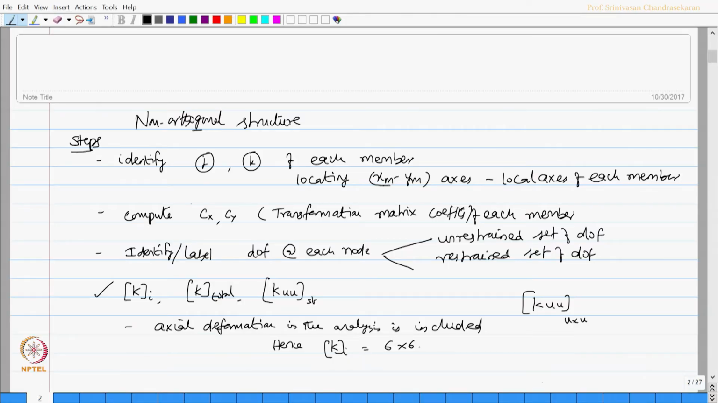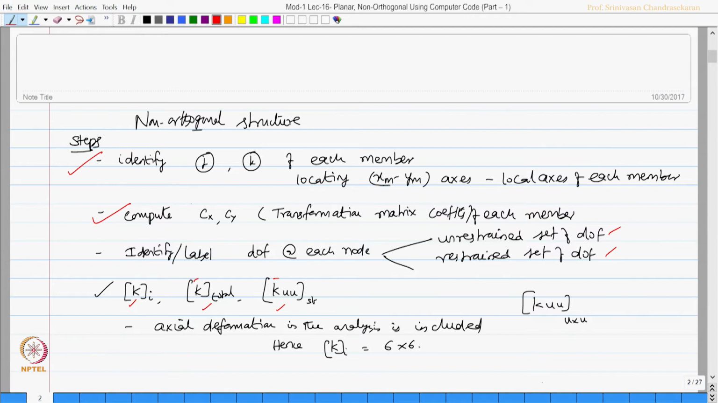The example problem is like this. Before looking at the problem, let us quickly revise. We have to identify the j and k end of each member, locate the local axis, compute transformation matrix coefficients and then the matrix, get the transpose, identify unrestrained and restrained set of degrees of freedom labels, get local stiffness matrix, then global stiffness matrix, get k bar global total matrix and k bar UU for the structure.